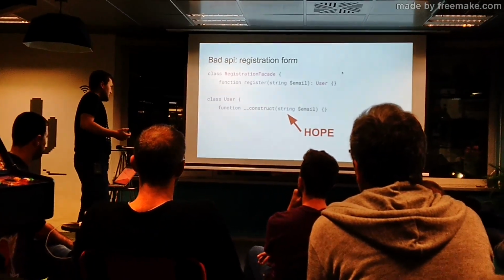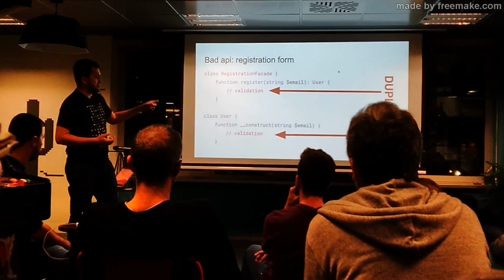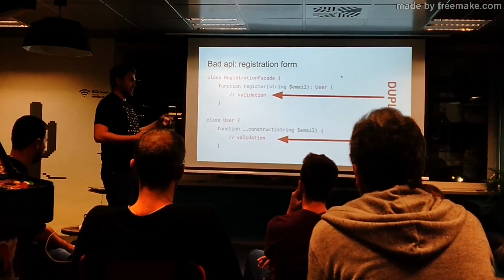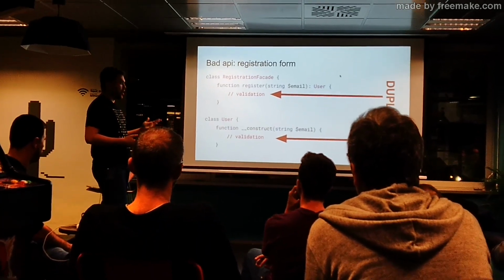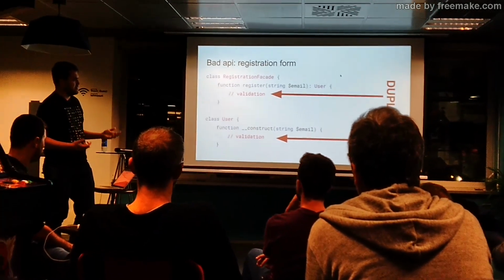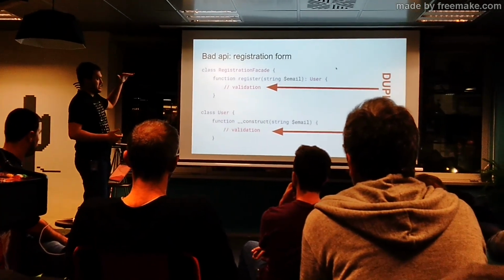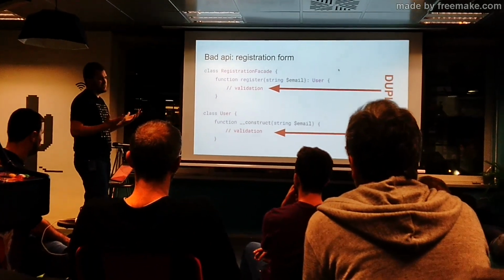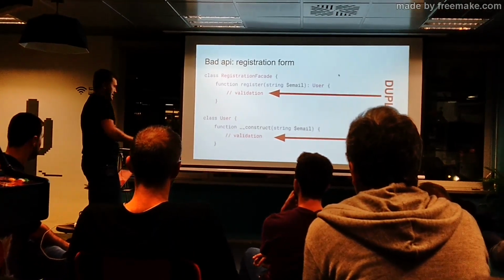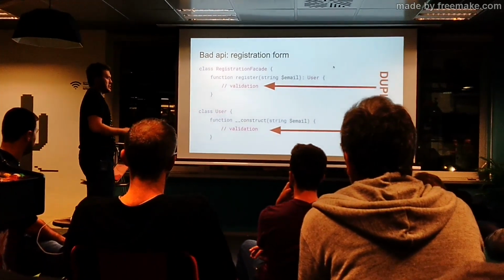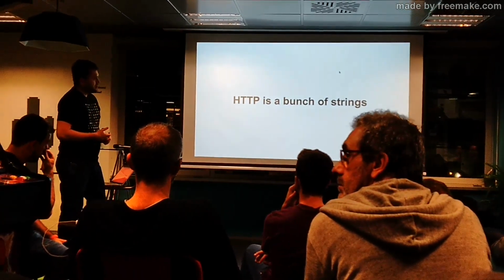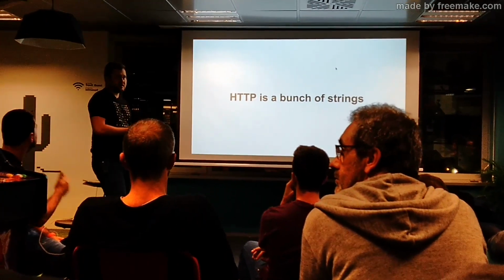So that means you have to validate it everywhere where you are accepting the email. Because if you are not doing it, you are relying on hope that somebody passes you an email. Every time you accept an email, you have to validate it. Otherwise, you have no guarantee. And this is obviously wrong, right? There's a lot of duplication of logic. You don't want to do that. So the problem is HTTP is a bunch of strings, and this is the default, right?